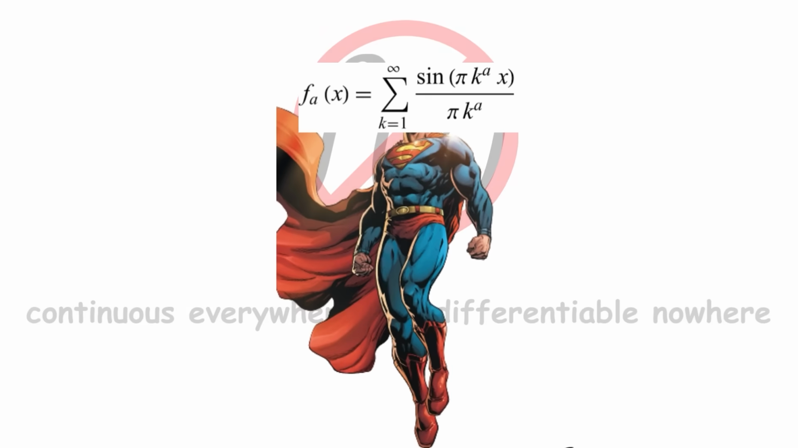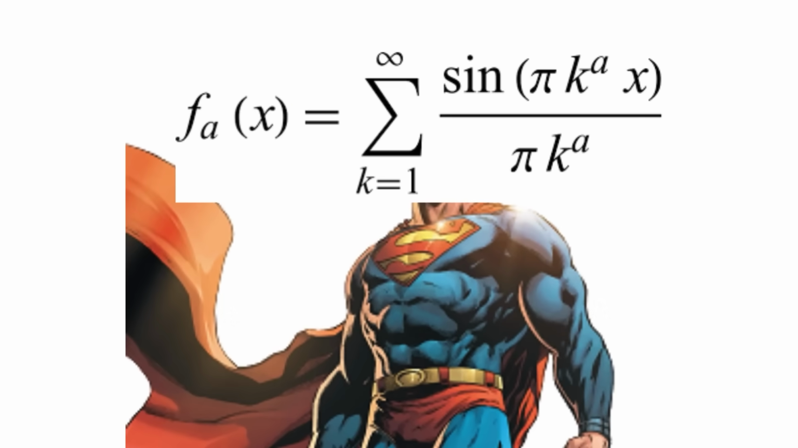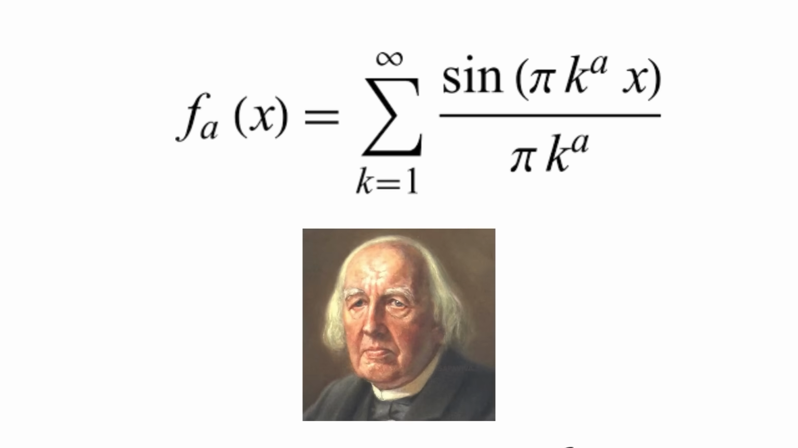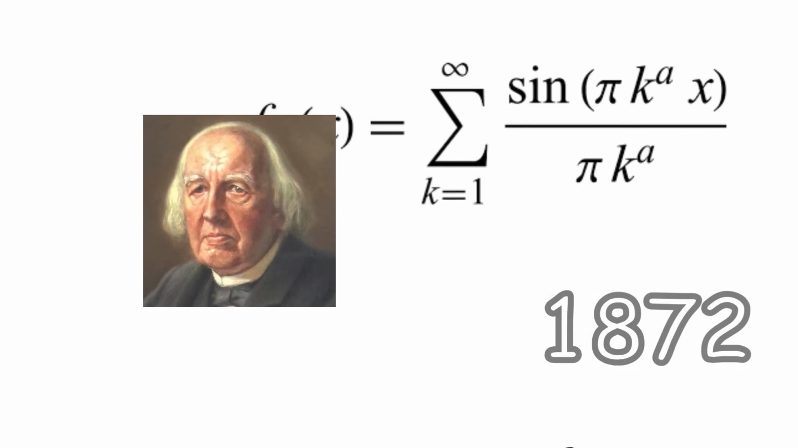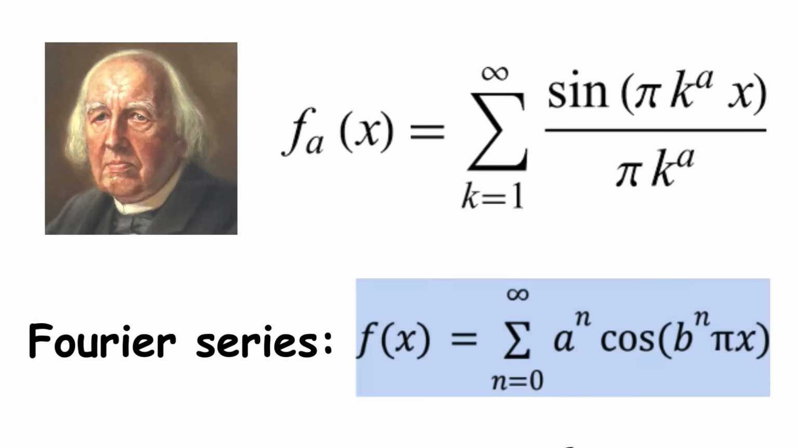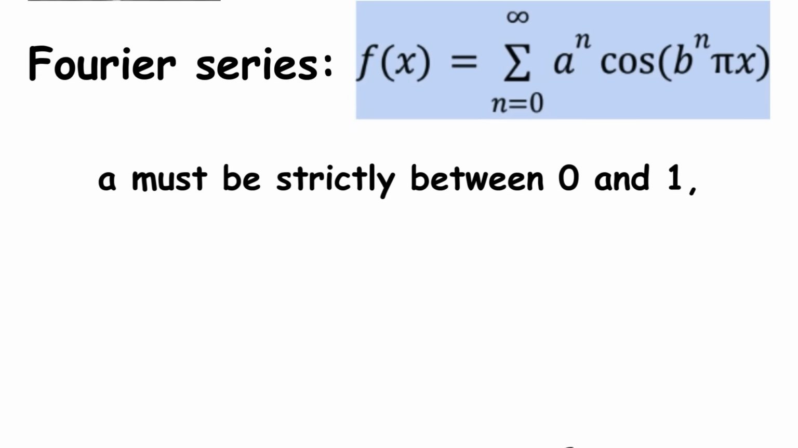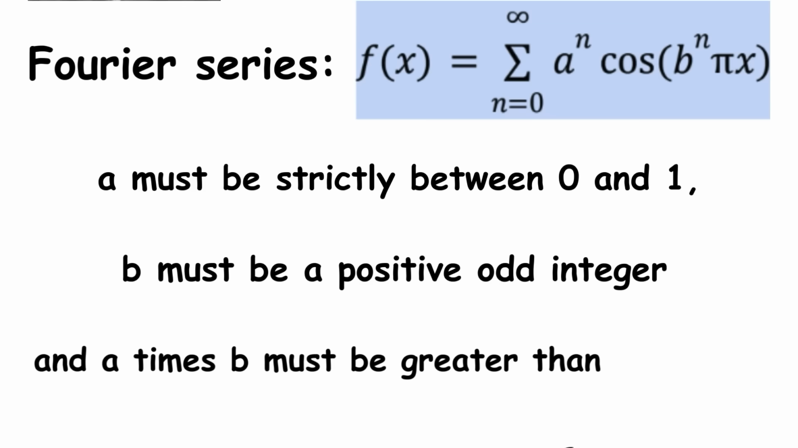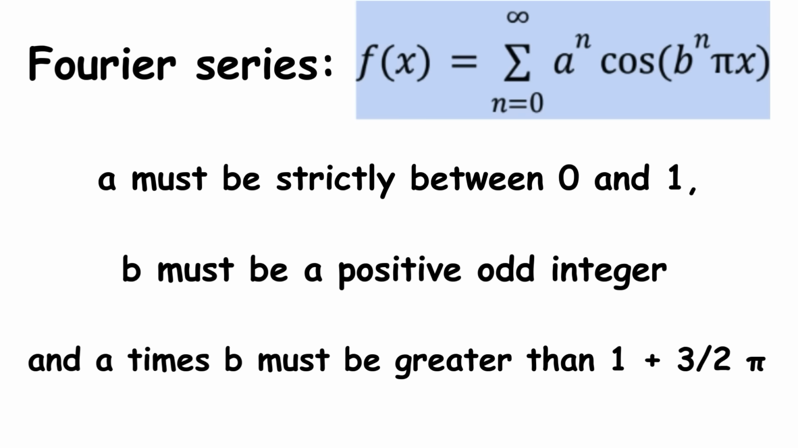The Weierstrass function is a function that is continuous everywhere and differentiable nowhere. It was discovered by German mathematician Karl Weierstrass and first published in 1872. Weierstrass defined it using an infinite sum called a Fourier series. Here, A must be strictly between 0 and 1, B must be a positive odd integer, and A times B must be greater than 1 plus 3 over 2 pi. Whatever values you pick for A and B that follow these rules, you will get the exact same resulting function.